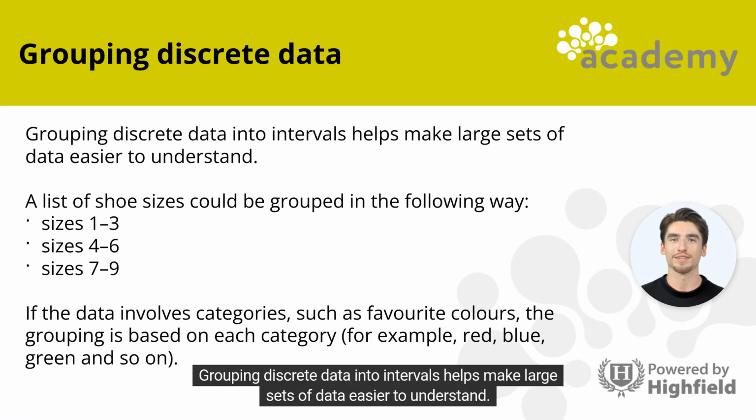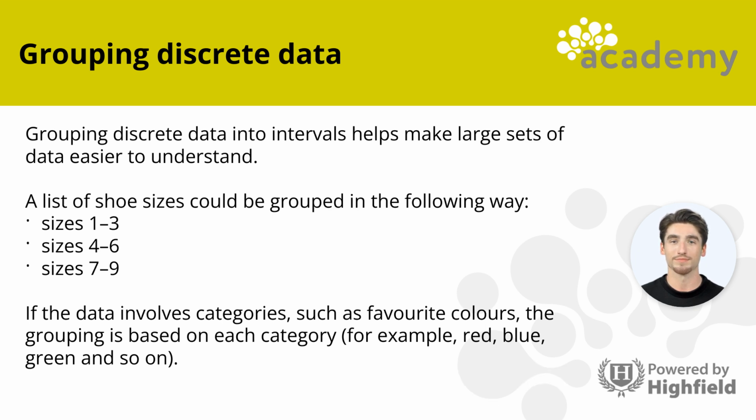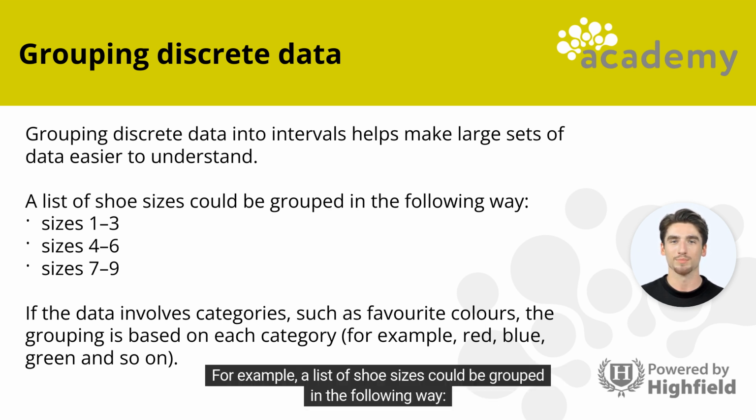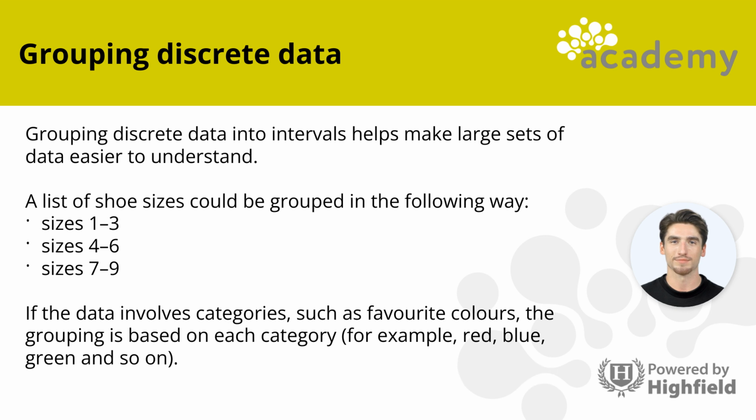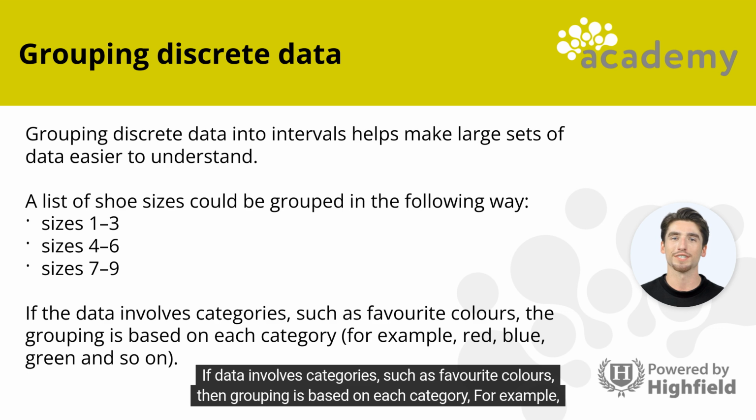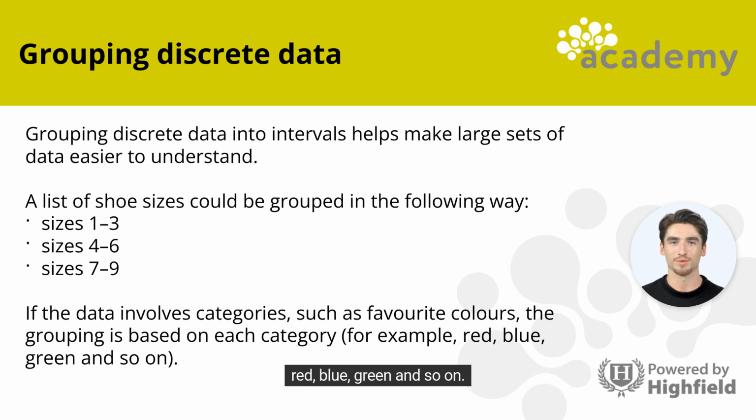Grouping discrete data into intervals helps make large sets of data easier to understand. For example, a list of shoe sizes could be grouped in the following way: sizes 1 to 3, 4 to 6, and 7 to 9. If data involves categories such as favorite colors, then grouping is based on each category, for example, red, blue, green, and so on.